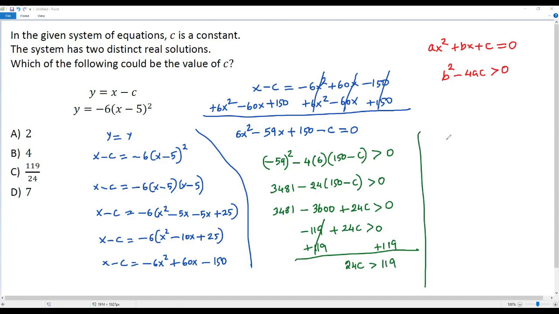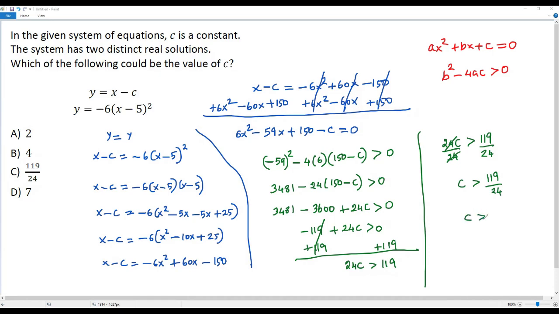Okay, now let me continue over here. That is 24c greater than 119. Let's divide both sides of this inequality by 24. Here 24, here 24, so this 24 will cancel out. We get c greater than 119 over 24. As soon as we come to this step, many students will decide answer choice C is correct, because here we find 119 over 24. Actually, C is not equal to 119 over 24. The value of C is greater than 119 over 24. So answer choice C is not correct.